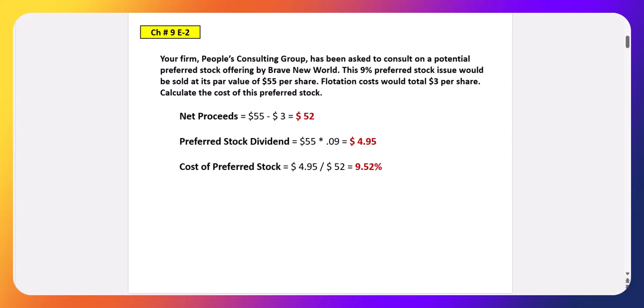Lastly, in order to calculate the cost of preferred stock, we take the preferred stock dividend and divide it by the net proceeds, which yields 9.52%.